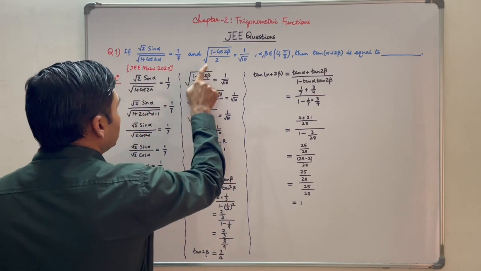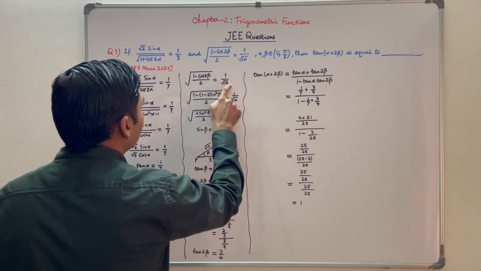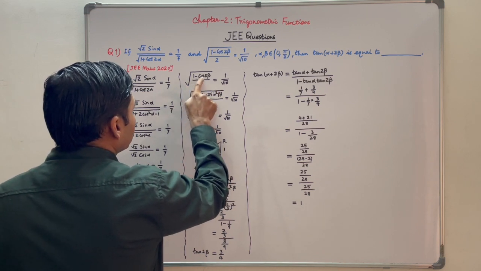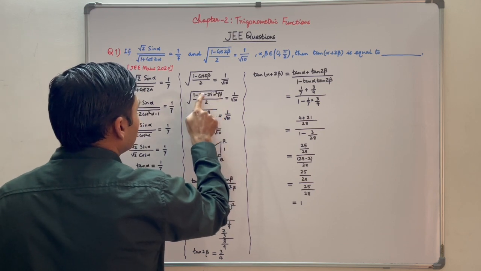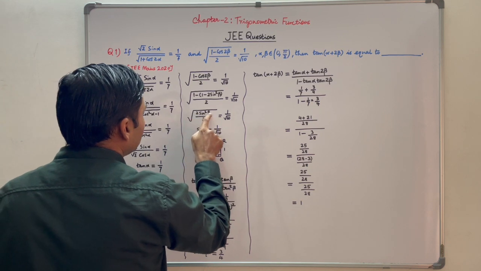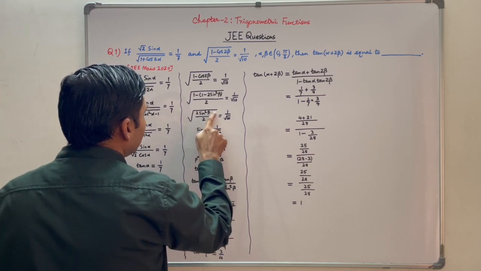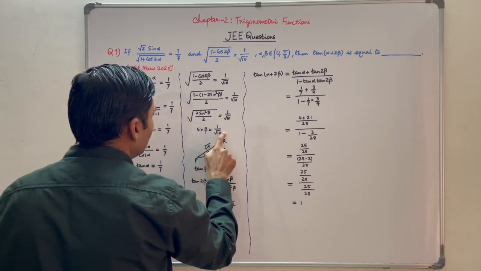Also, it is given that root of (1 minus cos 2 beta) upon 2 is equal to 1 by root 10. We want to get rid of this under root. So we will expand cos 2 beta as 1 minus 2 sin square beta, so that plus 1 and minus 1 get cancelled. So it will be 2 sin square beta upon 2. 2 gets cancelled. Under root sin square beta will be sin beta. So sin beta is equal to 1 upon under root 10.